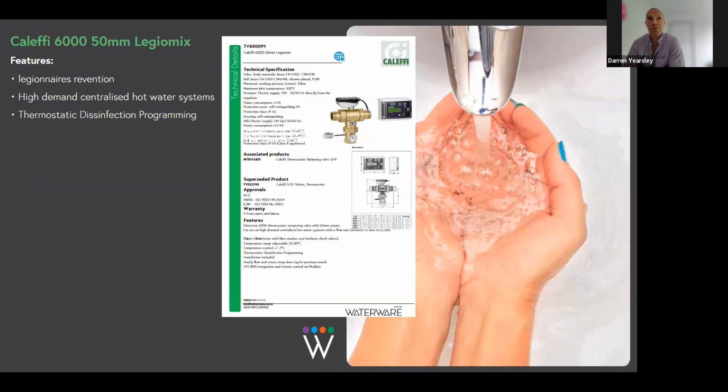The advantage we've got with this Legio mix style valve is it's got data logging built in. It keeps a log for 30 days. Every hour, it'll tell you what temperature left the plant room and what temperature came back. So if there's any troubleshooting required, you can tell whether the problem's happening in the plant room or inside the building.